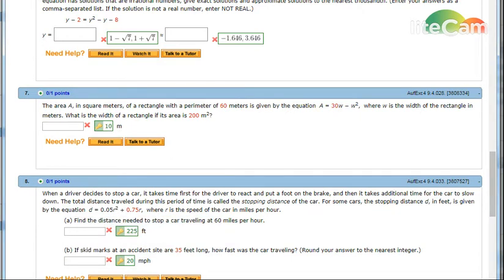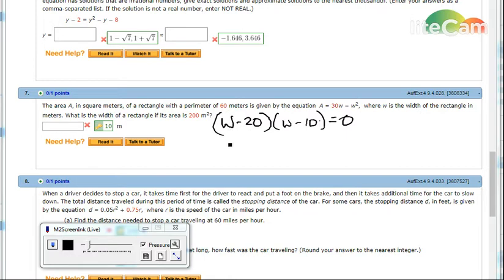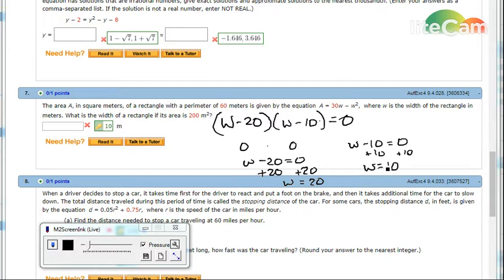Alright, so let's rewrite this. W minus 20 times w minus 10. So there's two solutions, two things that will make this equal to 0. So if this is 0 or this is 0, then the product is going to be 0. So let's set w minus 20 equal to 0. Solve for w. Add 20 to both sides. So w equals 20. That's one solution. The other one is adding 10 to both sides. We get w equals 10. So we get two solutions. Now, one of these two, I guess, is going to be the correct one.